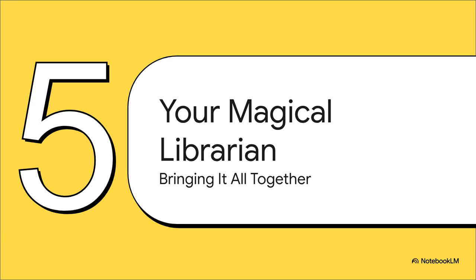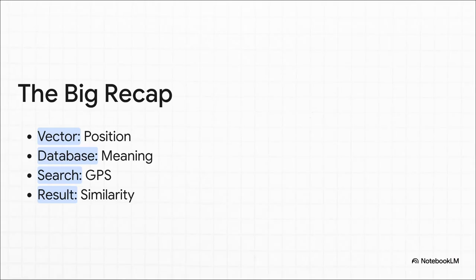Okay, so let's bring all these ideas home. We've talked about maps, libraries, GPS, parties. Now let's pull it all together to really define what a vector database is. And what it is: your own magical librarian. So let's recap really quick. The vector, that's your position on the map of meaning. The database, that's our new and improved library, the one that organizes everything by what it means. The search is the GPS that helps you navigate it all. And the result? That's like finding friends who actually think like you.